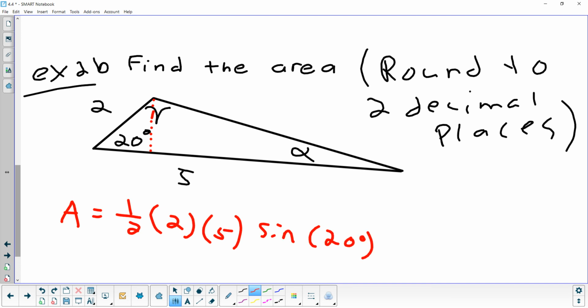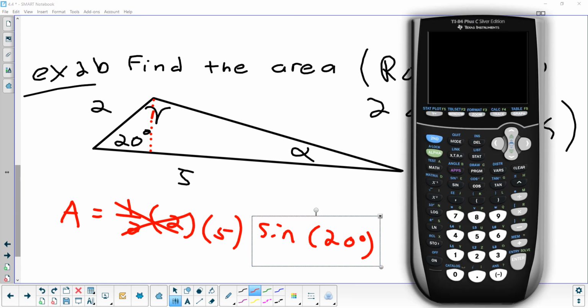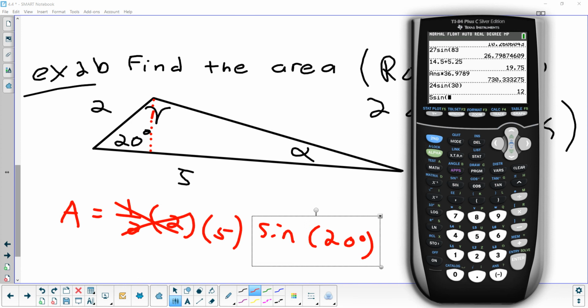Since we're going to need a calculator, let's, well actually this part, what's 1/2 of 2? 1. So this part I don't even need to type in, because when you multiply 2 times 1/2, you're just going to get 1. So that just cancels out. If you don't want to type it in, you can. But now we're just going to type in 5 sine 20. Okay, see what we get. So 5 sine 20 gives me 1.71 square units. This time I don't know the units.